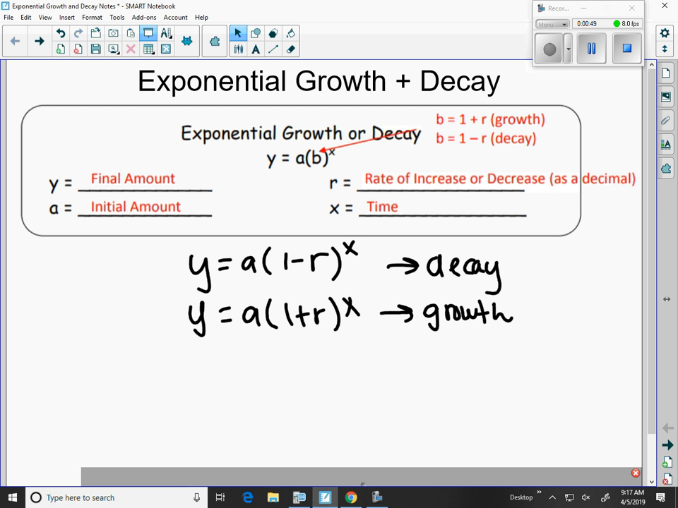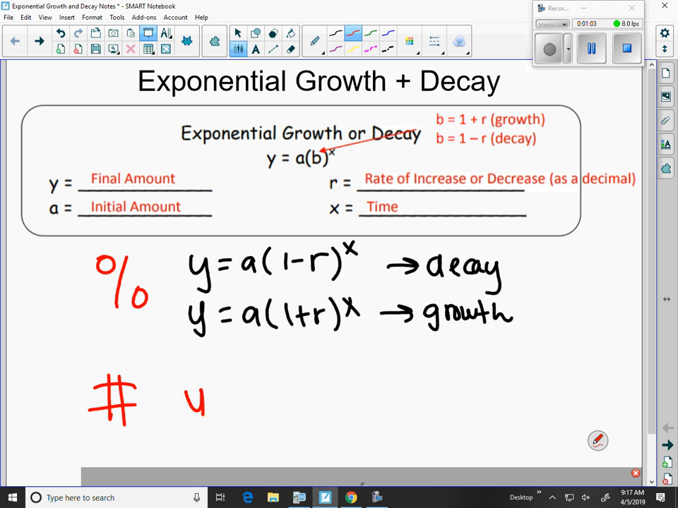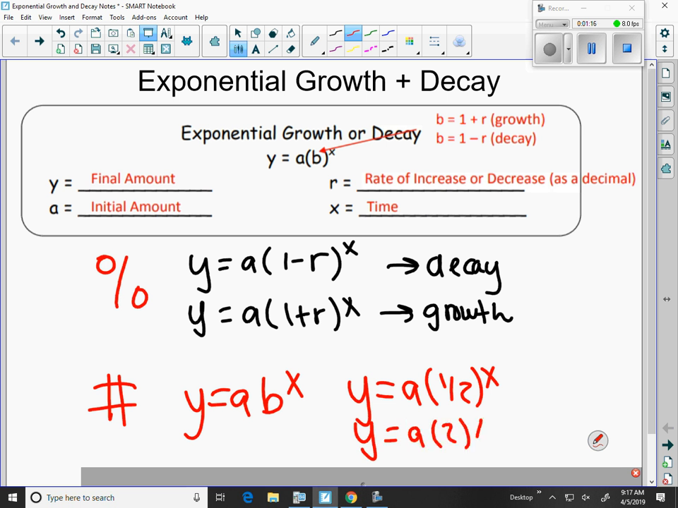If we don't have a percentage, say we just have a number. They tell us something is doubling or tripling or it's being cut in half. That is when we do this. And B in this case could be like a half if it was cutting. If it doubles, it would be 2. So that's the difference here.